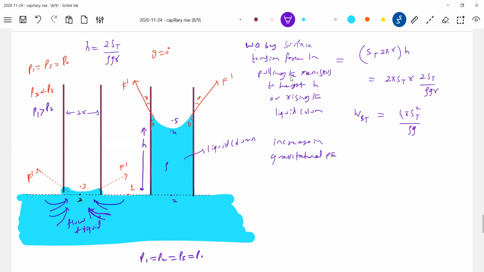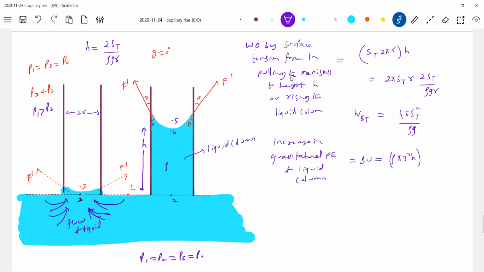Increase in gravitational potential energy, delta U, of the liquid column. Anybody? What should be the increase in gravitational potential energy? You know the center of mass. So what is the mass of the liquid? Rho pi r square h. This is the mass, no? mgh, that is what we write, no?